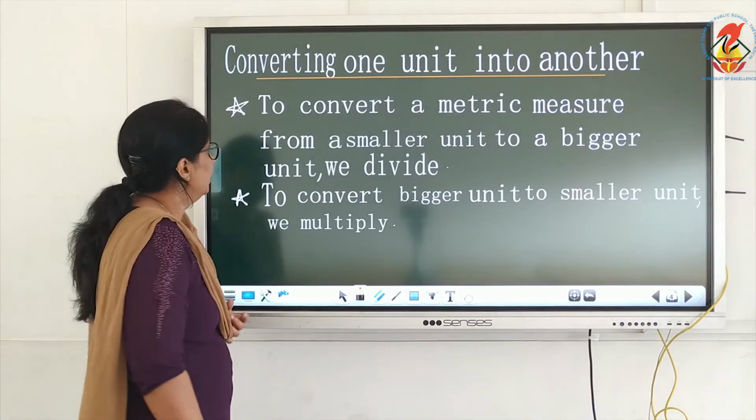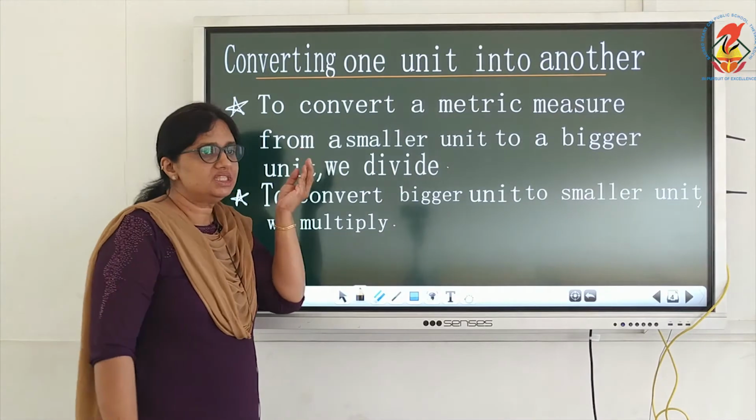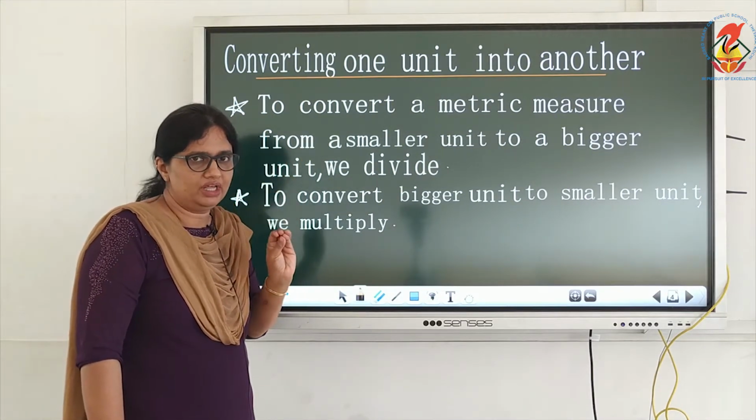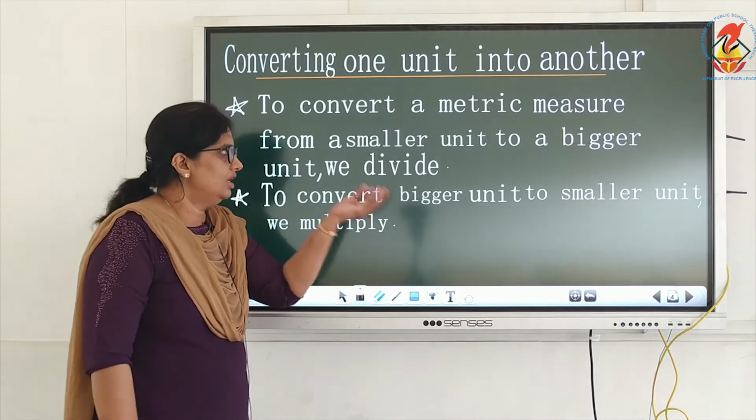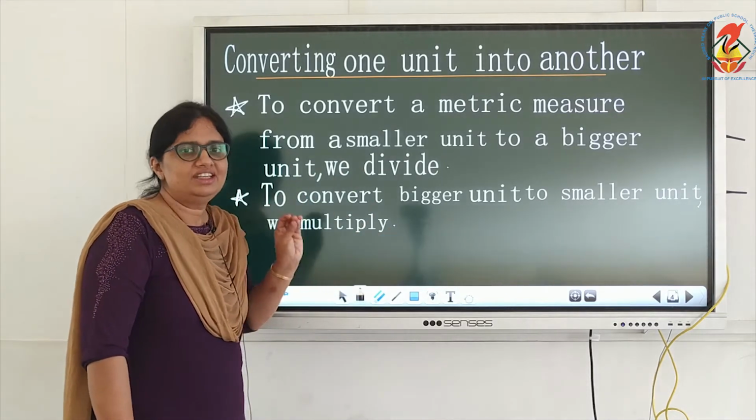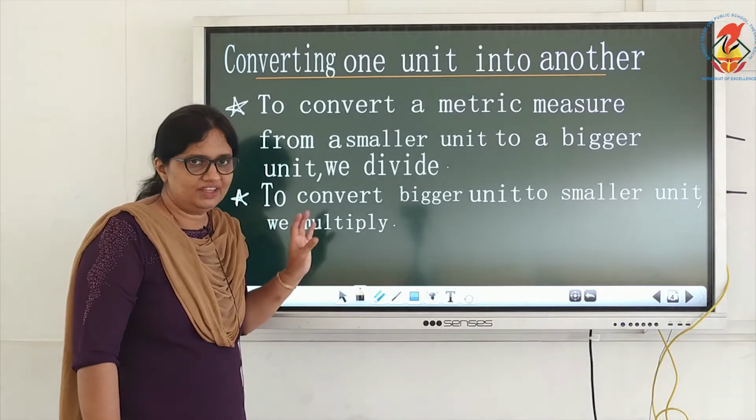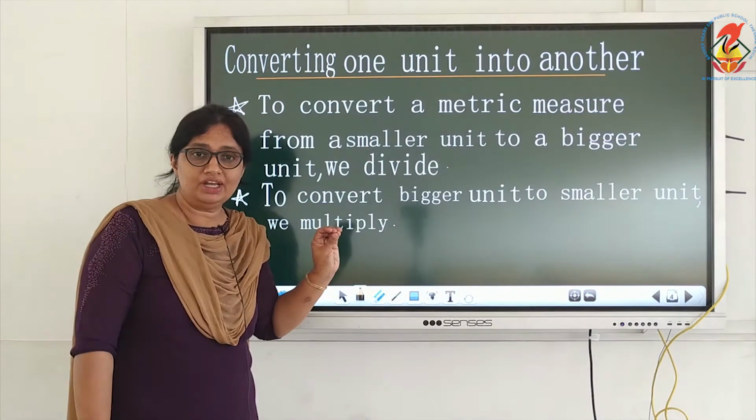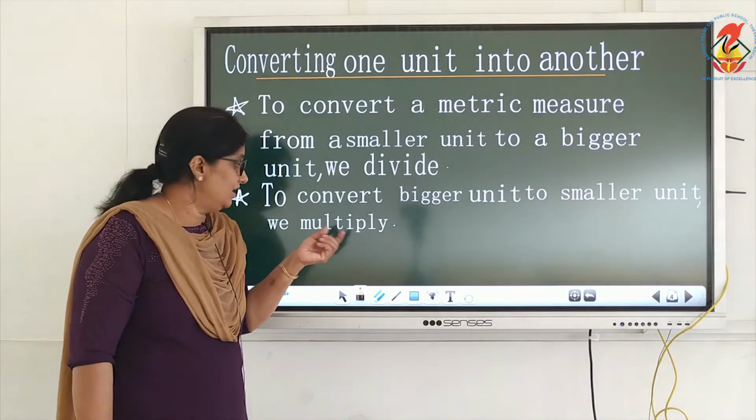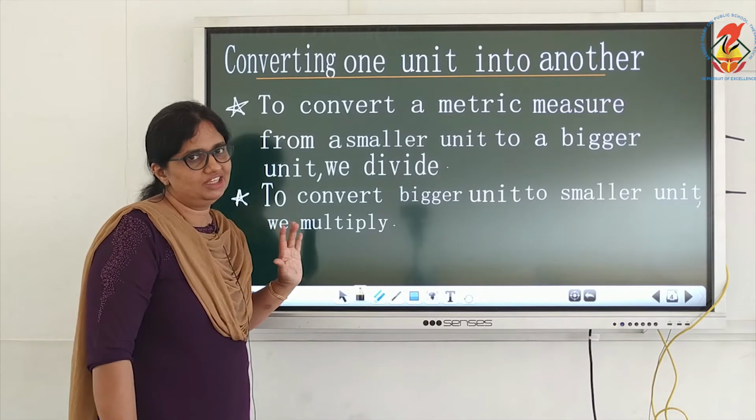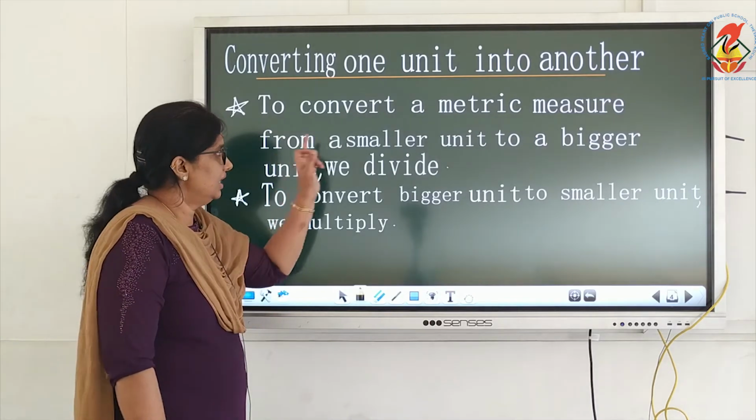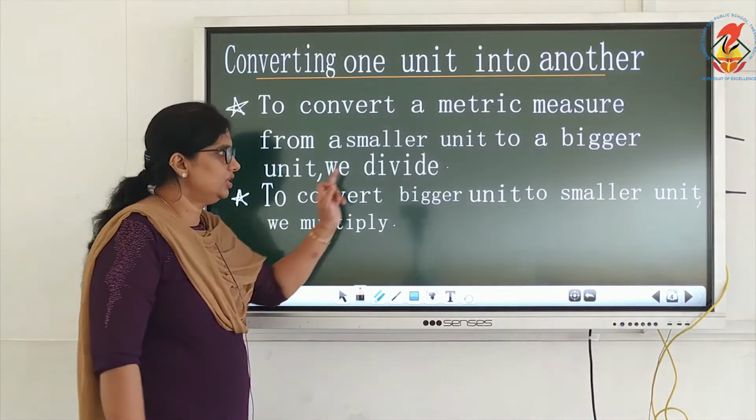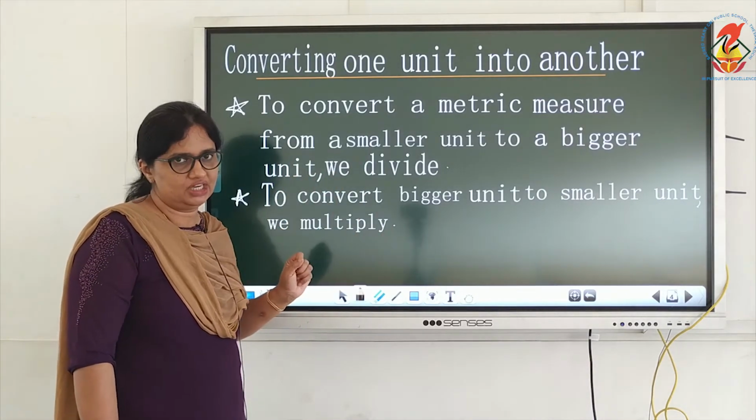How? To convert a metric measure from a smaller unit to bigger unit, we need to use what only there? Division. We divide only, right? And to convert bigger unit to smaller unit, use what only there? We need to use multiplication. Is it clear, children? Smaller unit to bigger unit, division, and bigger unit to smaller unit, multiplication.